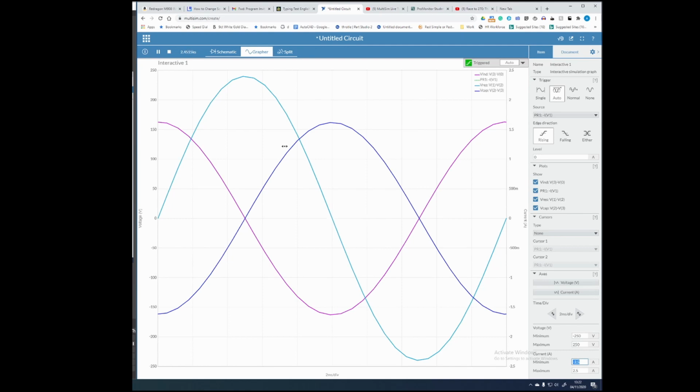And what that means is that we're just left with the voltage across the resistor. And if we look there at the top, the maximum voltage across the resistor is 240, which is the supply voltage, which means none of it technically is being dropped across the inductor or the capacitor.